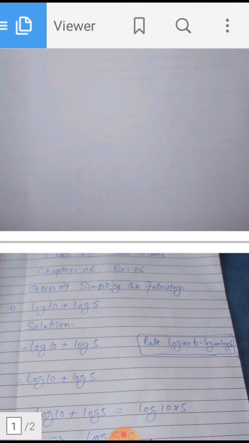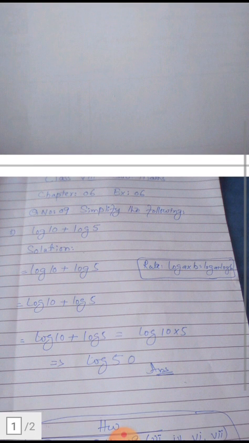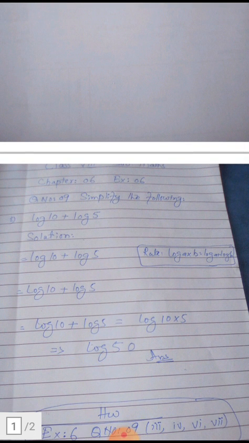You have to write log only one time. If many logs are given in addition, you just write log one time, then multiply all the remaining numbers by putting them on the right hand side. So log 10 multiplied by 5 will be log 50, since 10 fives are 50. In this way you have to solve the other questions of question number 9.